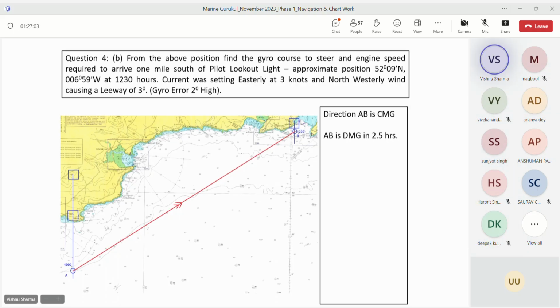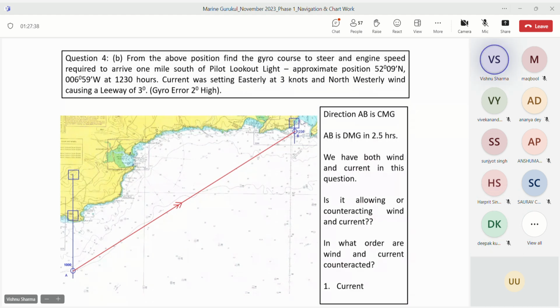Very good. Now, my choice is I make a triangle for 1 hour or I can make it for 2.5 hours, because AB segment is for how much duration? DMG is for 2.5 hours. So I can make a triangle for 2.5 hours. So what do I do at A? Apply the current. Draw the current set and rate. Current is 6 knots, so 6 times 2.5 hours, 15 miles, right? Yes, sir.